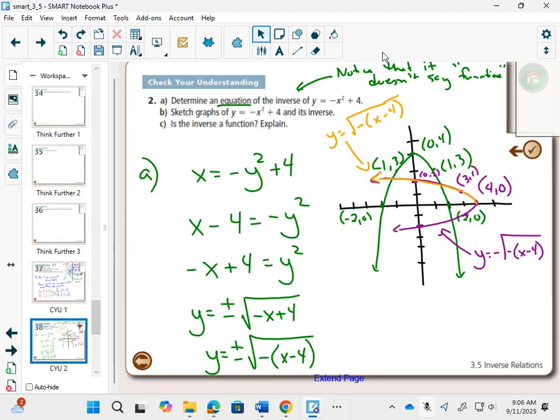Is the inverse a function? No. Doesn't pass the vertical line test. There is an x value that has two y values, because that purple graph doesn't. The parabola, the green one, does, but the inverse does not. Okay, questions to circle on this one are 5 and 6.